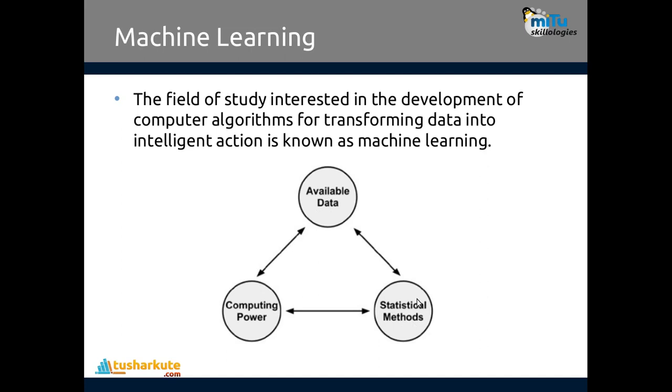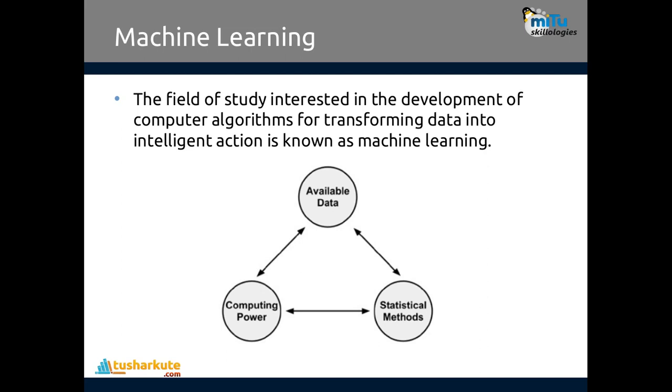Okay, and what exactly is the third angle? The third angle is the computing power. Okay, so available data and statistical methods are there, but if I want to apply statistical methods to the available data, this will be a manual process. So I need to do it through computer programming. So we require the computing power for this. This computing power contains two things. First is a programming language, and the second is the hardware power.